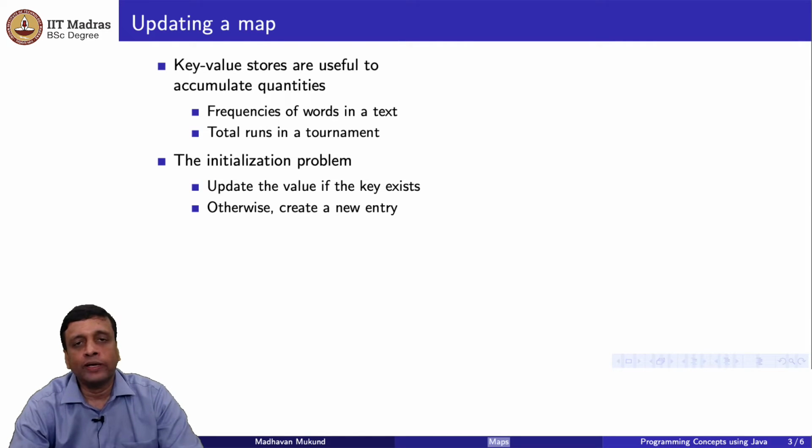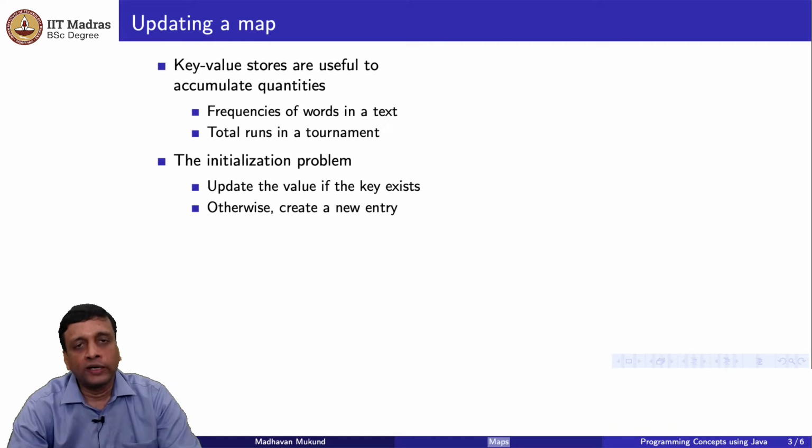So the first time we encounter a word, or the first time we encounter a player's runs, we need to create an entry, right? So we need to initialize that particular entry by creating a key for that word or that player, and setting the value to be, in the case of the word, if it's a count, we will set it to 1. If it's the case of the player's scores, we will set it to the initial score.